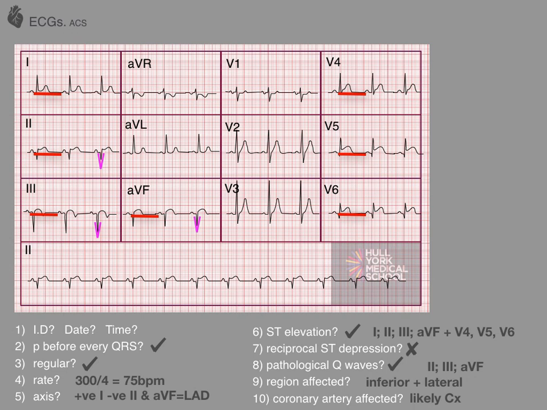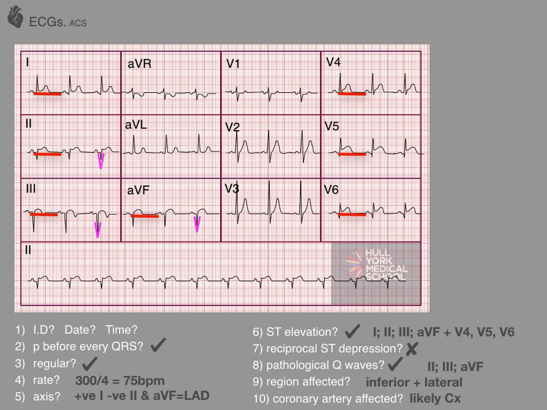We then look for ST elevation, and hopefully you can appreciate that there's quite a lot in this ECG. I can see ST elevation in V4, V5, V6, and also in leads 1, 2, 3, and AVF. There's no obvious reciprocal ST depression, but if we look at leads 2, 3, and AVF, which are inferior leads, the first deflection is a deep negative, so this is a pathological Q wave in these leads.